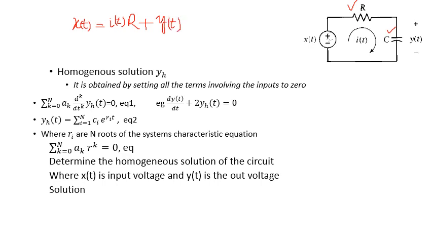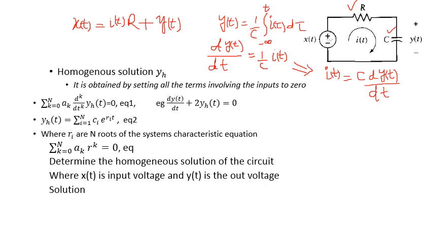So the current flowing in the circuit is i of t, and I can say that y of t, which is the voltage drop across the capacitor, equals 1 over C times the integration from minus infinity up to t of i of tau d tau. So taking the differentiation of both sides, we get the expression for the current in the circuit: i of t equals C dy of t by dt.